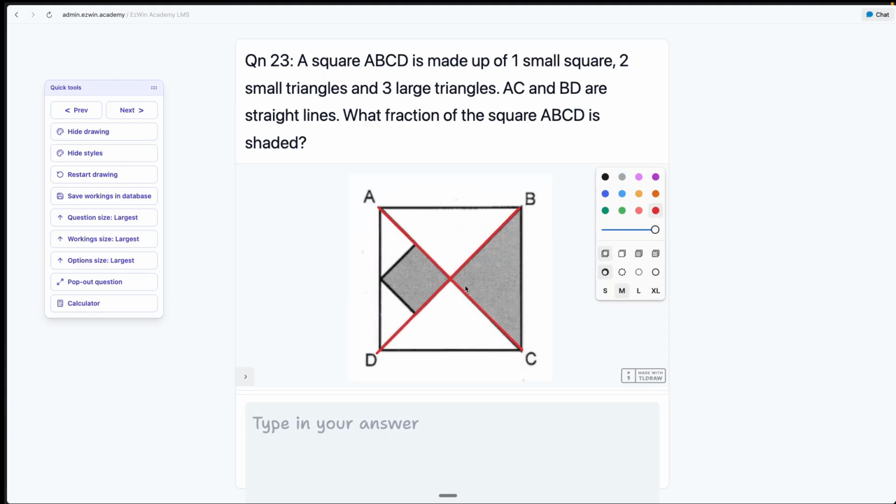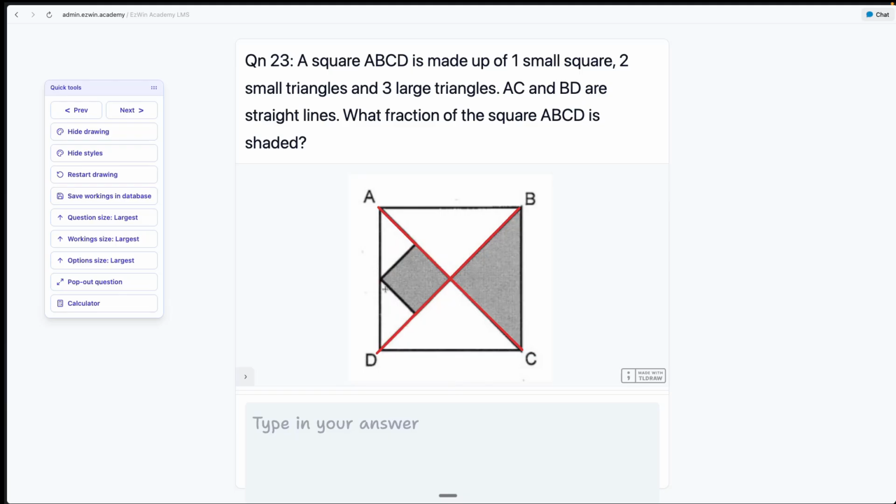Now the next thing is we want to know how these things, the shaded part, are divided. So one thing to take note is that since this whole thing over here is two small triangles and then one small square.